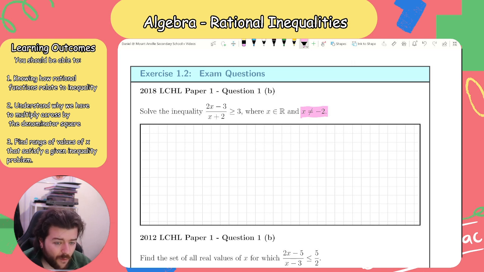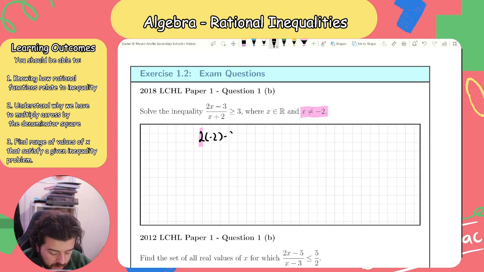Why did he put that there? Why is that relevant? It's a formality, really, because it is the domain of my function. This function will exist for any value of x except x equals minus 2, because if I sub in x is minus 2 here, it's just a bit of a tangent, but deal with it.